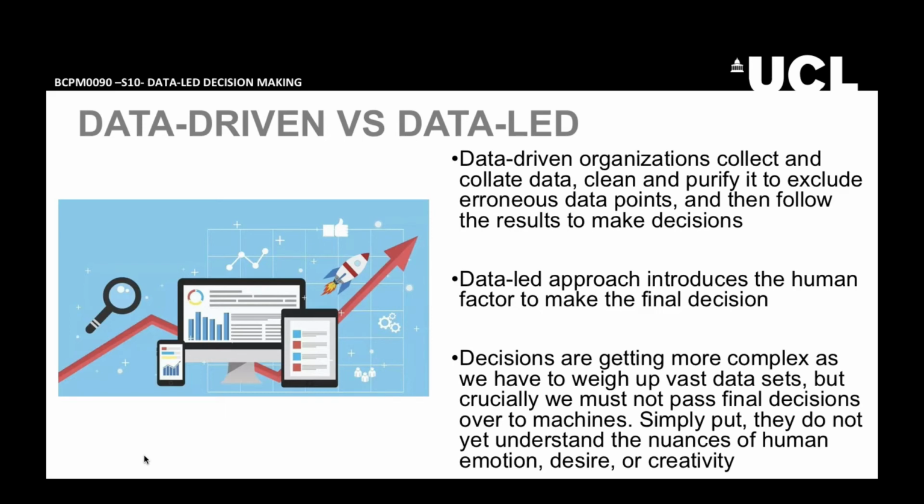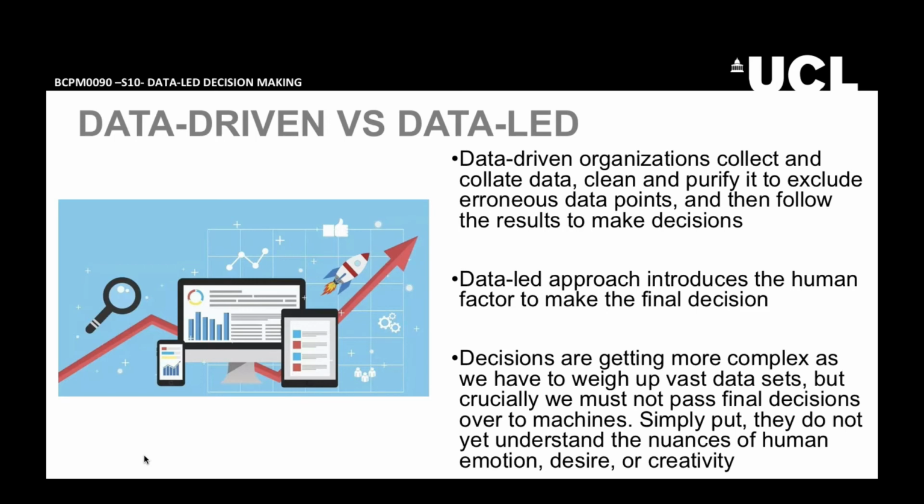The difference is that the data led approach introduces the human factor to make the final decision. So it means that we are going to collect the data, clean the data, analyze them, and understand what the data say. But at the end, it is the human beings who are going to make the decisions. And there is an example, because it's true that some decisions are very complex and now we have a vast amount of data that help us to make the final decision.